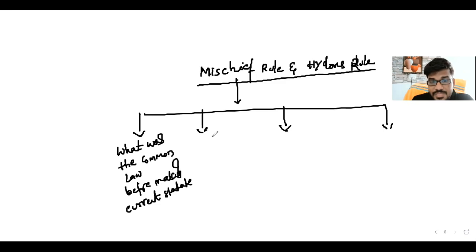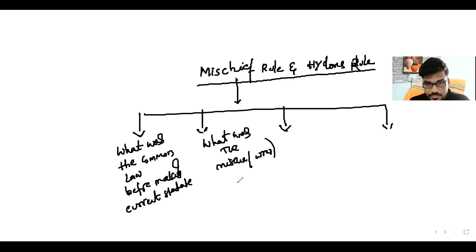And what was the mischief? What was the wrong in that particular law? The common law did not cover them, so there was a need for a special law. What does it mean when common law cannot cover things? What is the need of a special law? So what was the wrong in that?